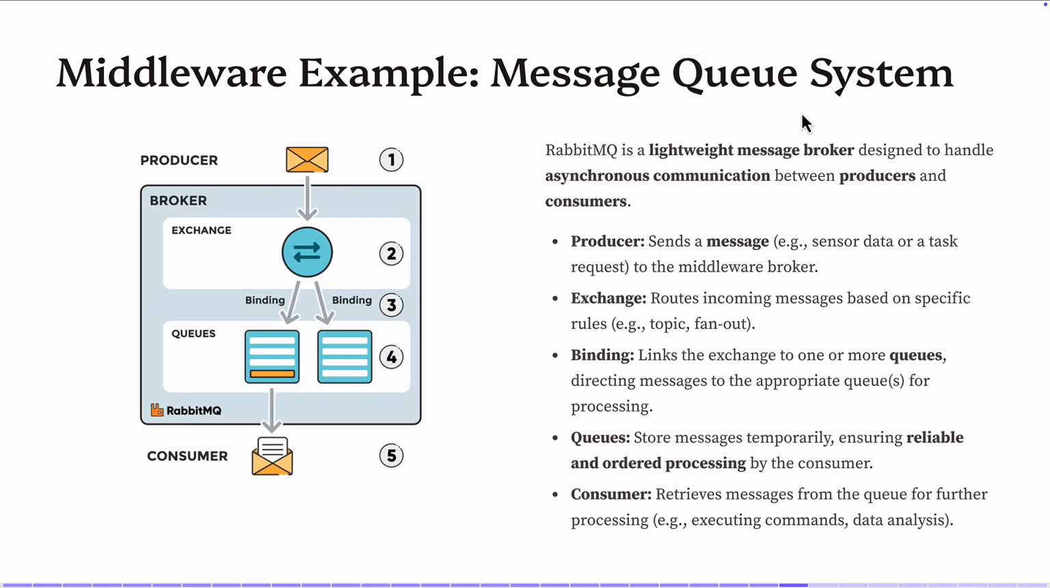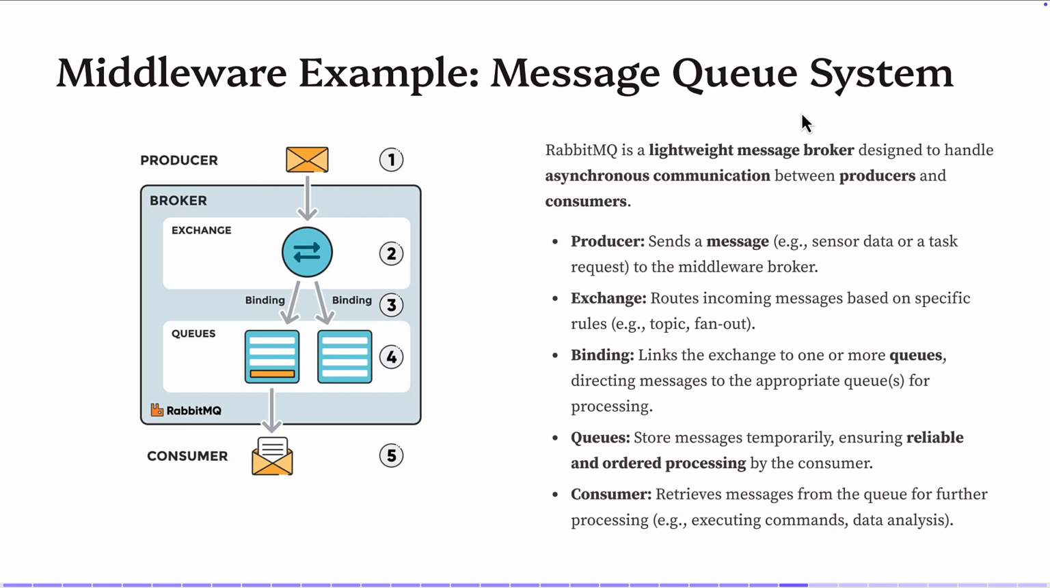Is the system of exchanges, bindings and queues fixed throughout all middlewares, or does it differ? The common thing in IoT middleware, or IoT applications in general, is that we always have a producer and a consumer. The way we do the exchange depends on the middleware logic. So this is RabbitMQ. It works in this way.